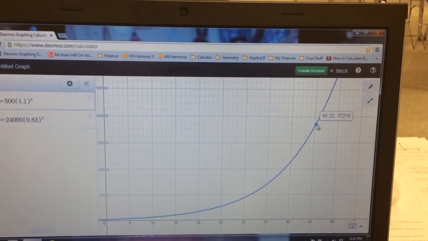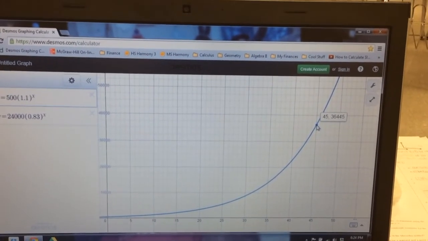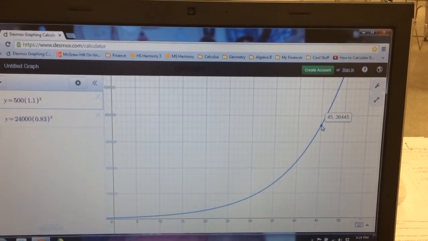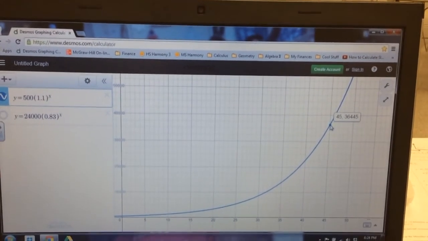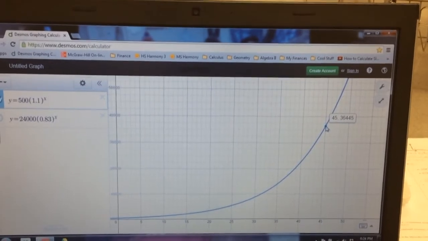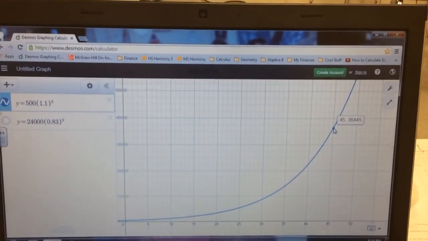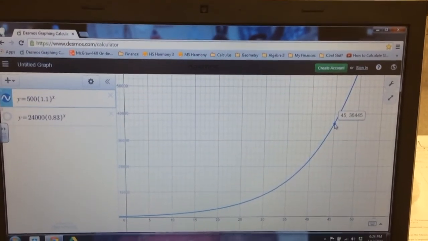Get to 45 years, that $500 turned into $36,445. All from an investment you made back when you were 18. So this is why these graphs are extremely important.